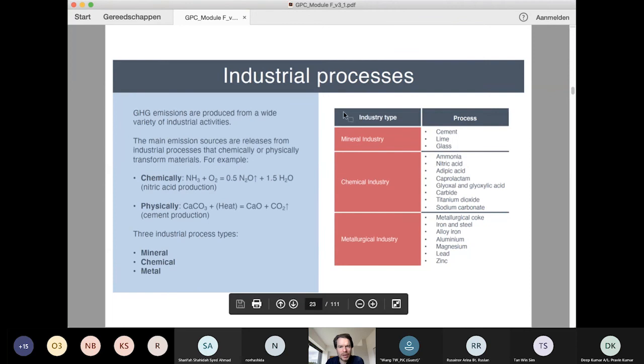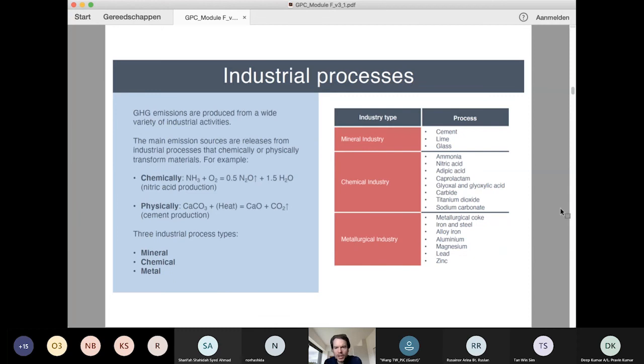We have 3 big main industry types: mineral industry, chemical, and metal. So I'm going to deep dive into each of these 3 a bit more. Don't worry about the formulas. I know the formulas can be scary. They're in here for those who do like to see them, and where it does help you to understand these processes. If it scares you off, don't worry. I'm not going to be testing you on those formulas.